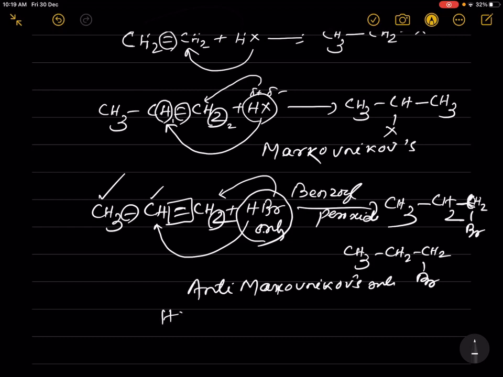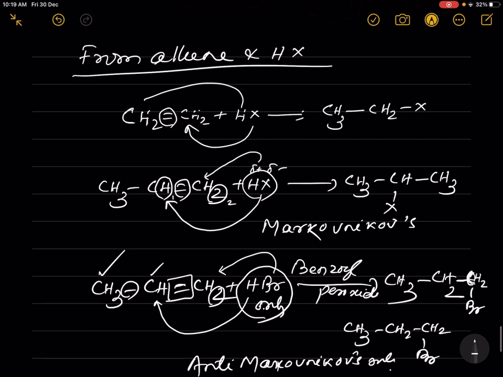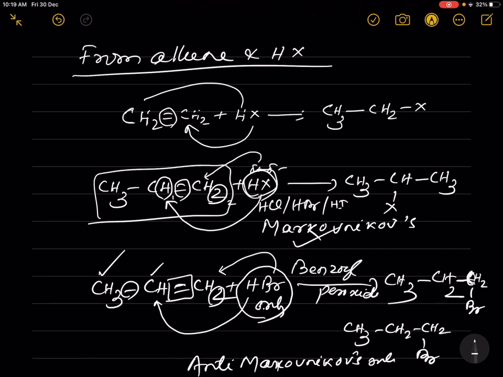Here it is applicable for HBr only, not for HCl or HI. But Markovnikov's rule is applicable for HX, HCl, HBr, HI, or any polar molecule can be added to an unsymmetrical alkene according to Markovnikov's rule. But here we are preparing haloalkanes, so we have to take HX.